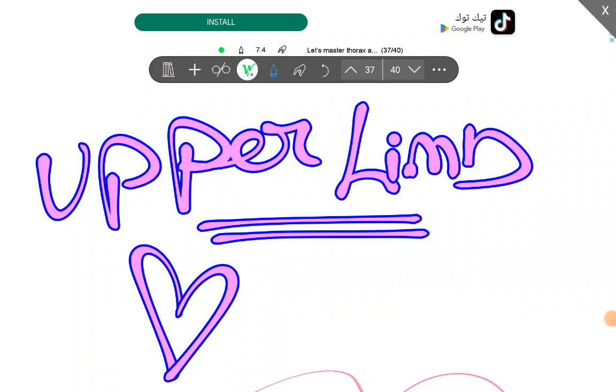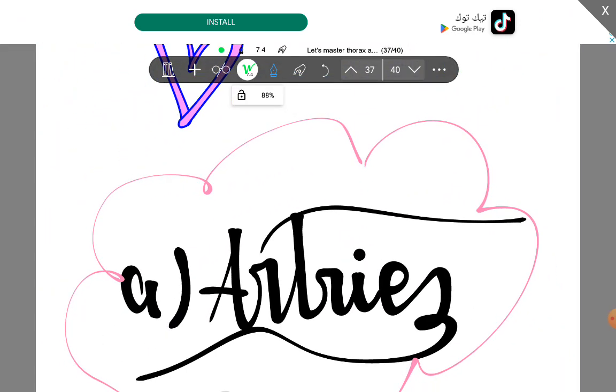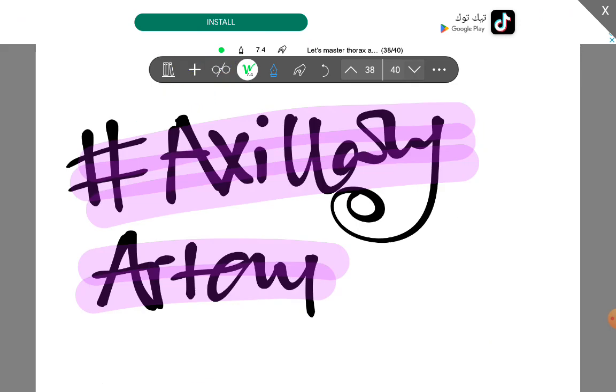Beautiful people, this is the upper limb playlist by Salma Sulaiman, and we're going to be starting the revision of the arteries. The first artery that we have in our upper limb is the axillary artery.